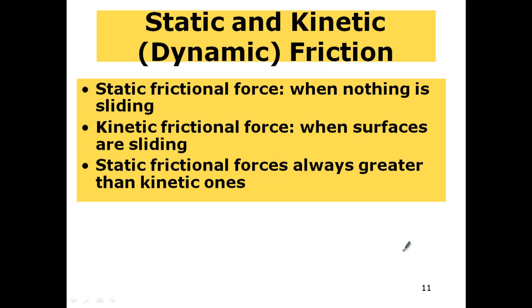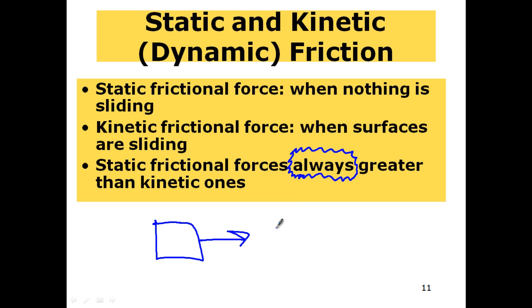All right, so there's two types of friction that we are concerned with, static and kinetic, which means dynamic friction. Static frictional forces act when nothing is sliding. Static means still, still means static. Kinetic frictional forces act when surfaces are sliding, when stuff is moving. It's two different types of frictional forces, one when it's sitting still, one when it's moving. Static frictional forces are always greater than kinetic ones. So if I have a box sitting here, it's going to take more force to get it to move initially than it is to keep it moving.